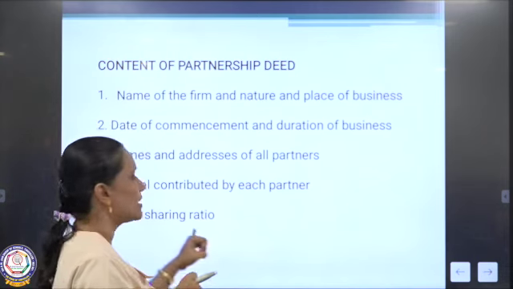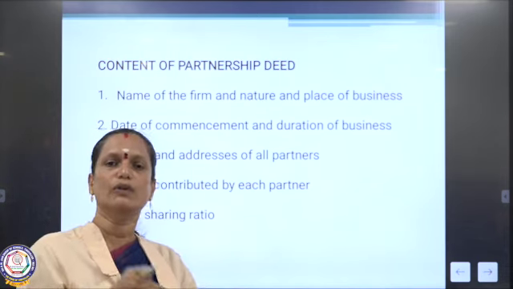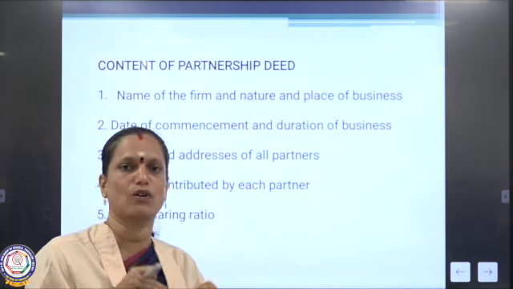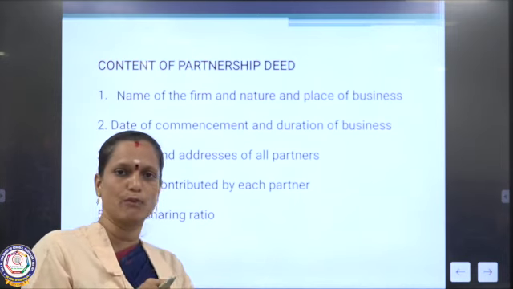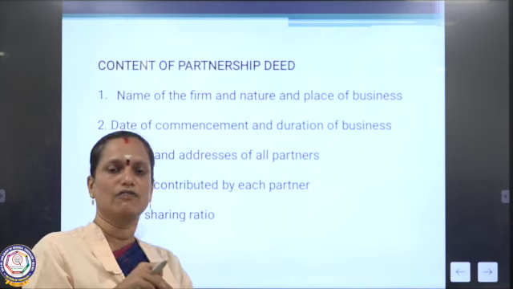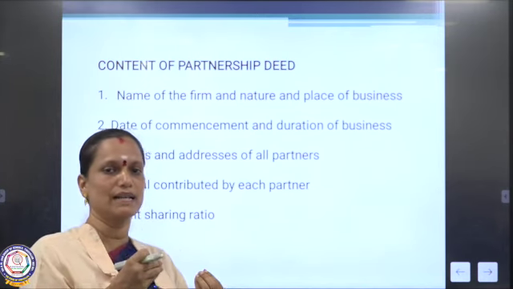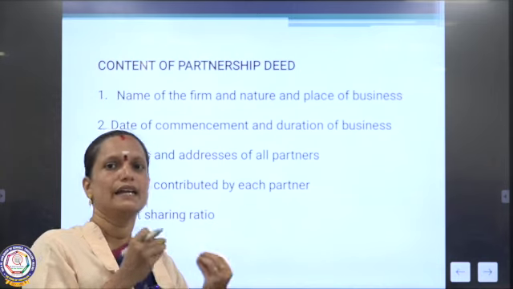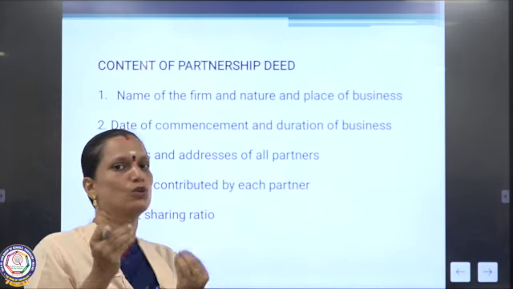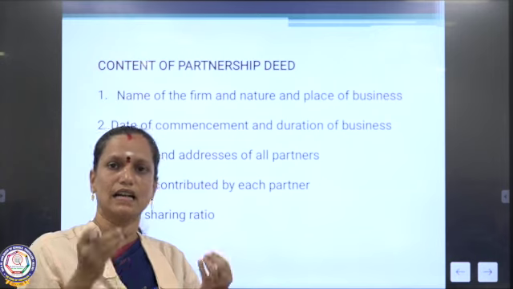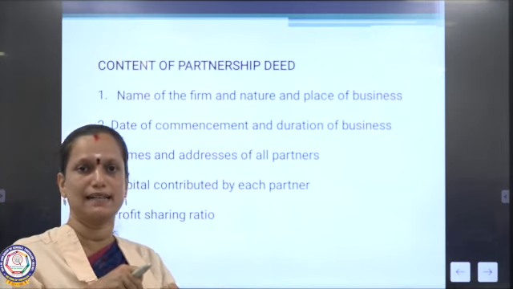And then the profit sharing ratio. See how you are going to share your profit or loss. It depends upon the capital. If somebody is investing 10 lakhs, or somebody is investing 5 lakhs, in the sense 10 is to 5, 10 is to 5 is to 2, like that. If you are sharing like that, you also have to mention that in the content itself. Okay.